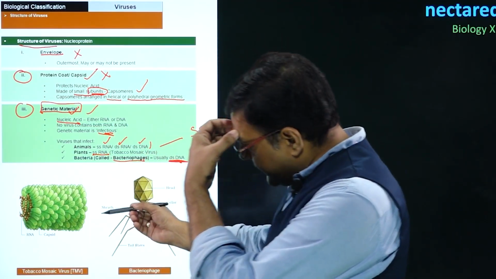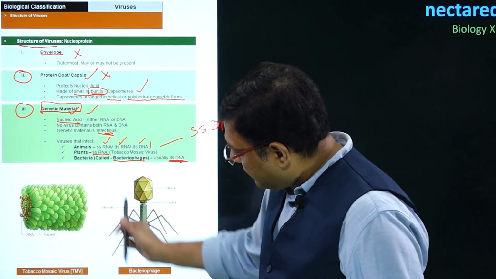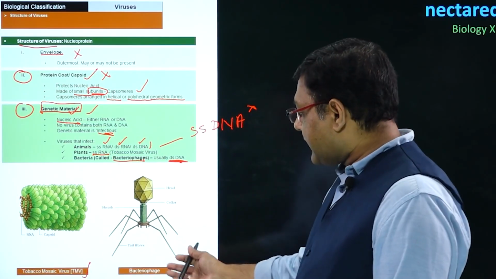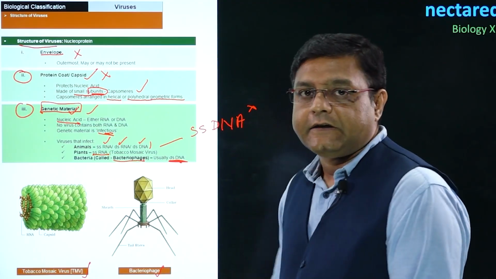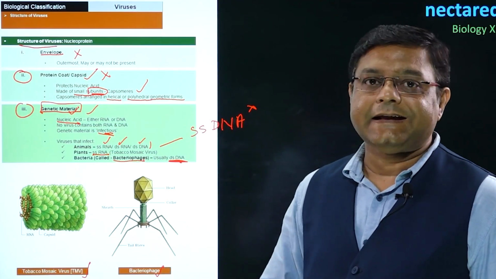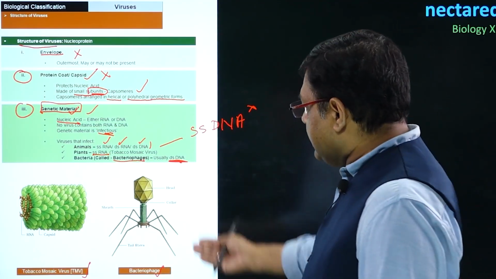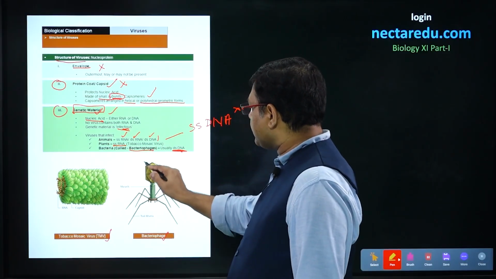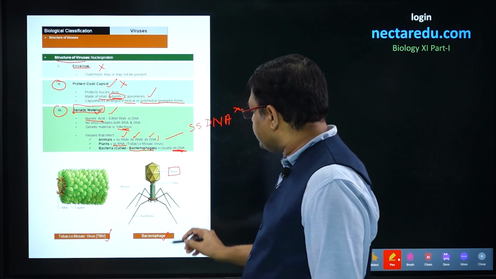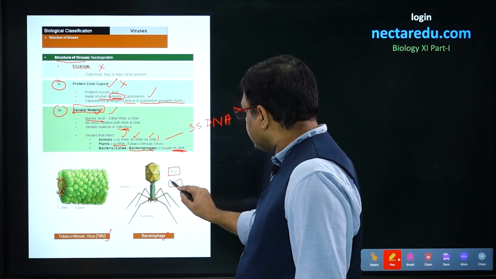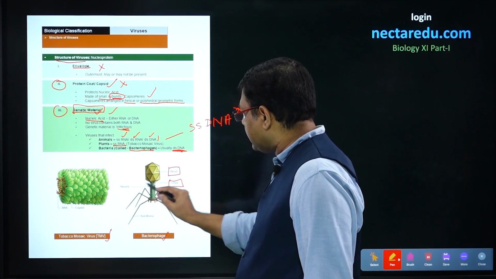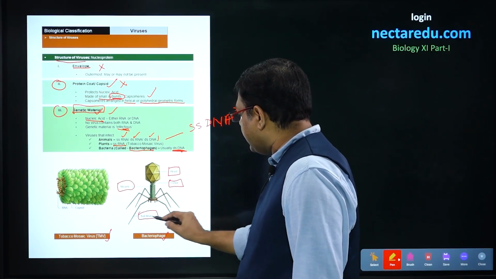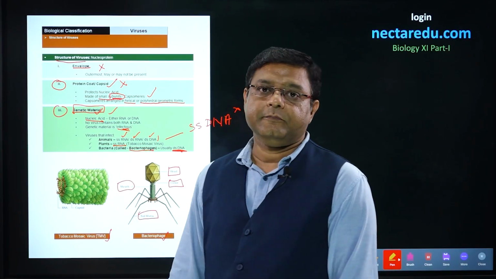Now, let us look into the structure. The first structure is of tobacco mosaic virus. The second structure is of bacteriophage, that is the virus that infects the bacteria. The different parts of bacteriophage, this particular part is called the head. Then comes the collar. This particular part is the sheath, and these are the tail fibers which are present in the case of bacteriophage.